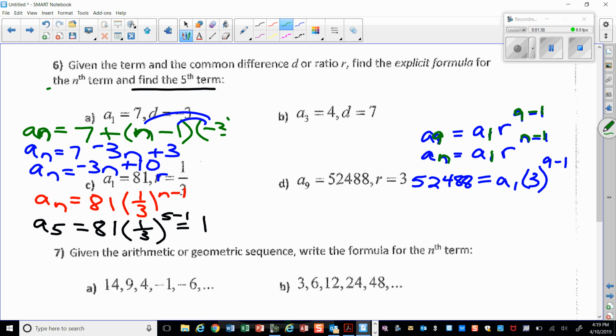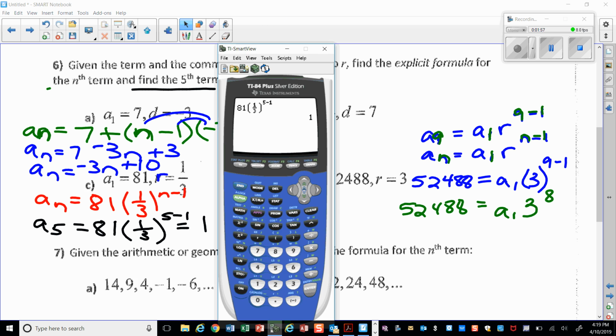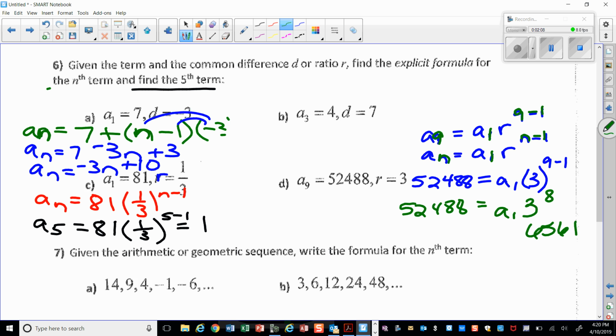Okay, so now I'm down here, and I've got 3, and basically 9 minus 1 is the 8th power, right? So 3 to the 8th power times the first term equals this, right? So what is 3 to the 8th? We'll just put that in the calculator. So 3, use your little up arrow, and then you get the 8th power. So 6,561. So 6,561 times the first term equals this.